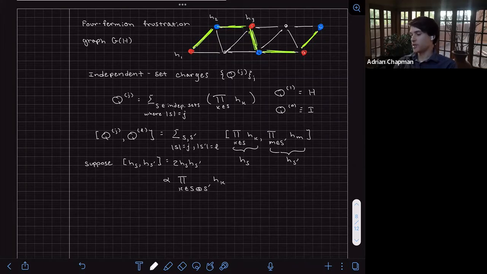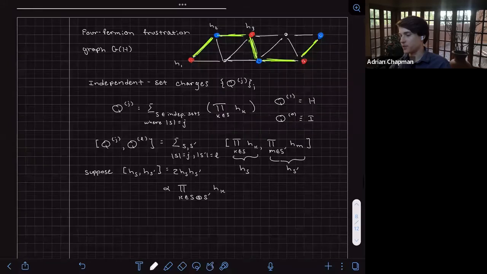What's left over is a factor of the set difference of S prime from S times the set difference of S from S prime, and up to a sign, that's the product of all the factors within the symmetric difference. And then, as we've said, the symmetric difference of any pair of independent sets in the graph always induces a bipartite path, a subgraph of degree at most two.